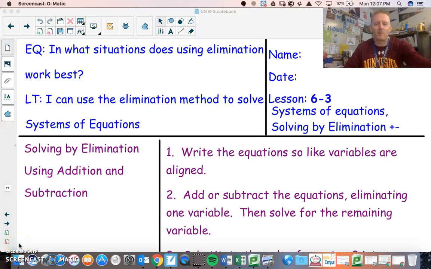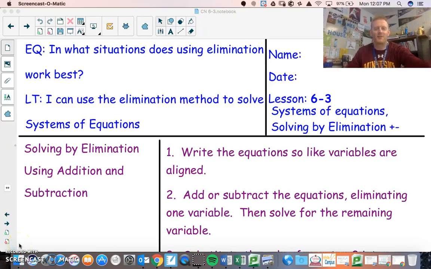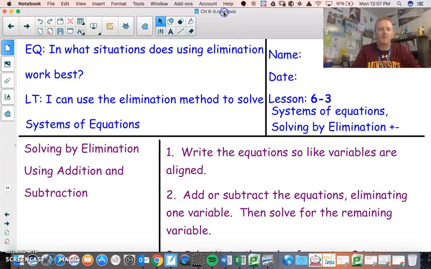Hey, ladies and gentlemen, welcome to lesson 6.3 as I adjust the camera here. We're looking at using our next step to solve systems of equations. What we're going to do here is use elimination. This is one of two lessons on elimination. We're going to be using addition and subtraction to eliminate one of our variables to solve for the other one.